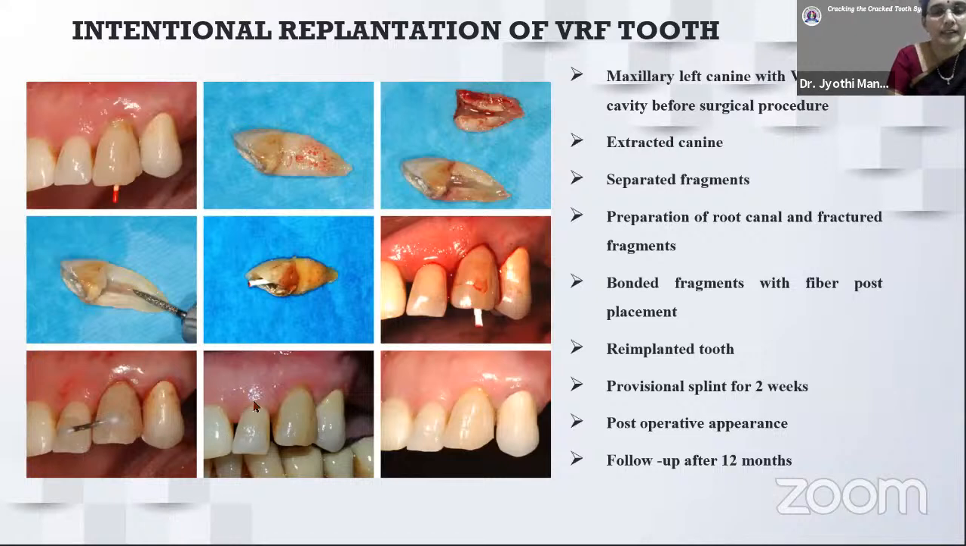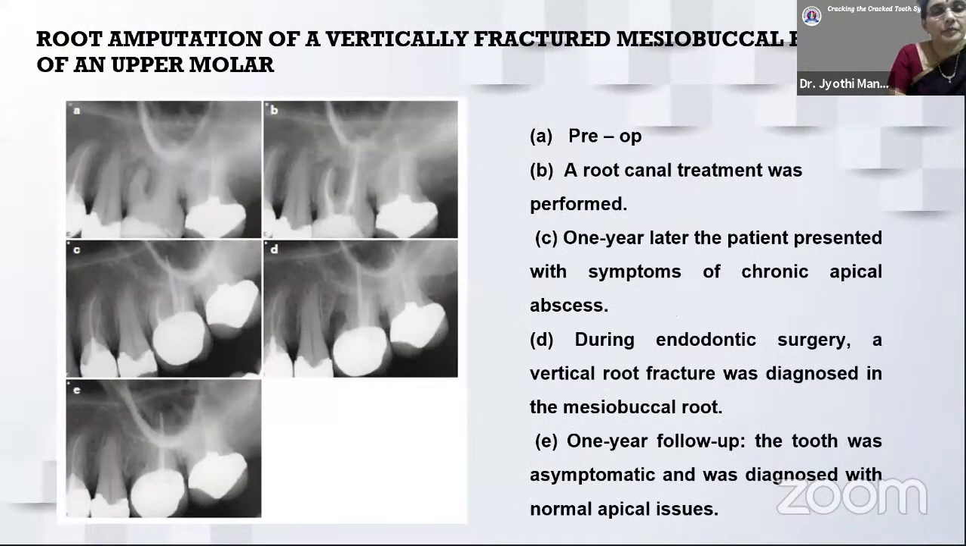The picture here is after 2 weeks, at the removal of the splint. This is the 1 year follow-up picture. And here is one more case of root amputation. Initially, we had done only the root canal treatment, and 1 year after the root canal treatment, the patient came back with a chronic apical abscess. For the apical surgical procedure, we opened the flap and then realized that there was a fracture of the mesiobuccal root. So we amputated that root, and this is the 1 year follow-up radiograph.